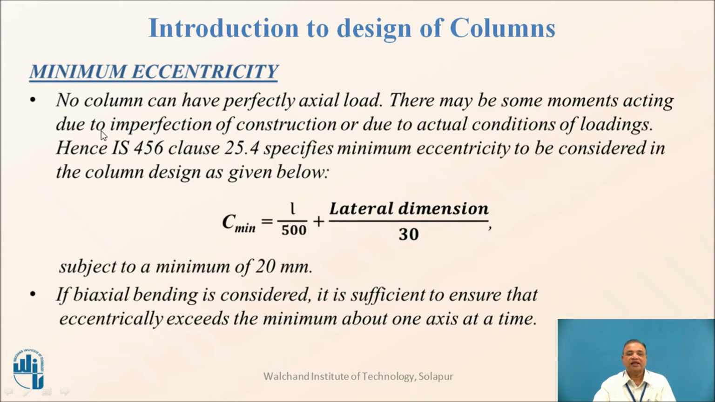Then the minimum eccentricity. No column can have a perfectly axial load. So therefore, IS 456 gives us the minimum eccentricity clause. e minimum is equal to L by 500 plus lateral dimension divided by 30, subjected to a minimum of 20 mm. That means even if nothing is there, if this e minimum happens to be less than 20 mm, we should take it as 20 mm. If biaxial bending is considered, it is sufficient to ensure that eccentricity exceeds the minimum about one axis at one time.